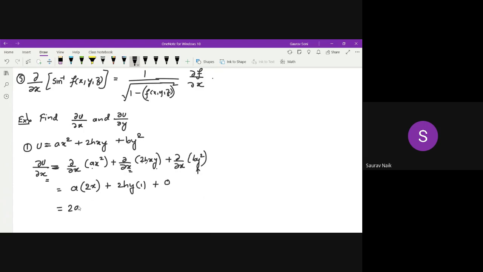When you are taking partial derivative with respect to x, y becomes constant, so it is zero. So what we have is this with a b, that's why it became zero, right? The last term, y is a constant, b will come outside. How do you take the derivative? Yes, okay.